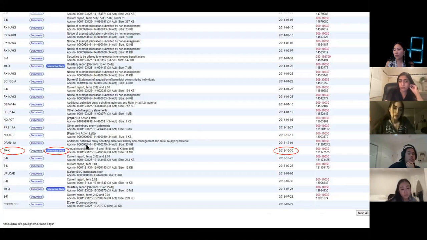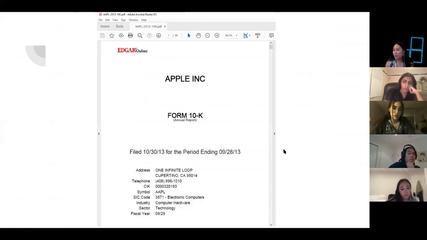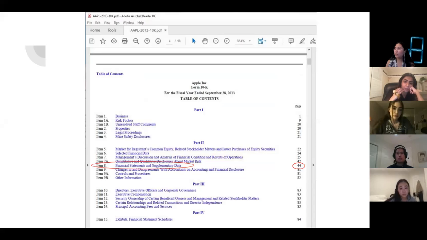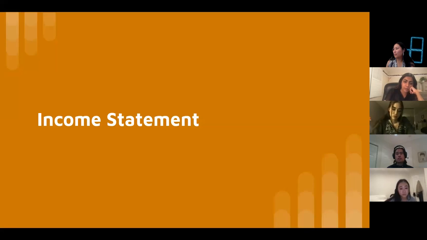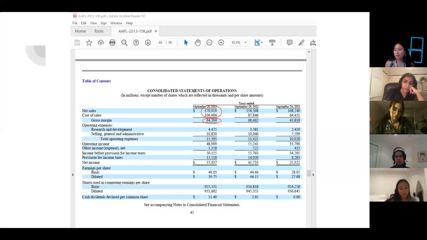It'll say it's interactive data, and for this one, at least, it was filed October 30th. When you open the form, it looks different on each computer, but at least here, it looks like that. Again, the financial statements are on page 44. Now we'll talk about the income statement and those things.